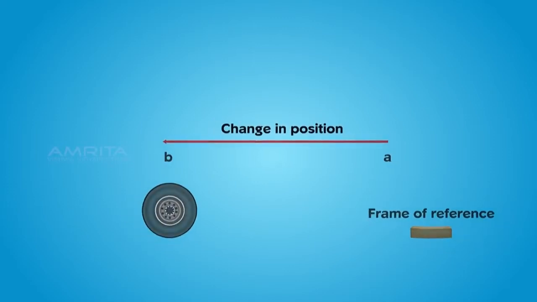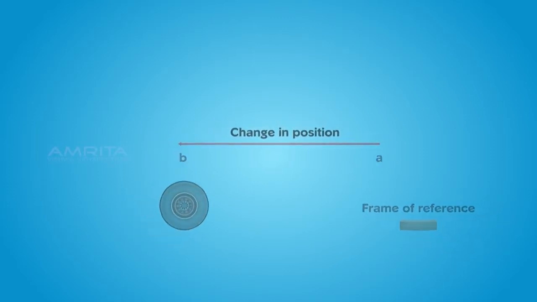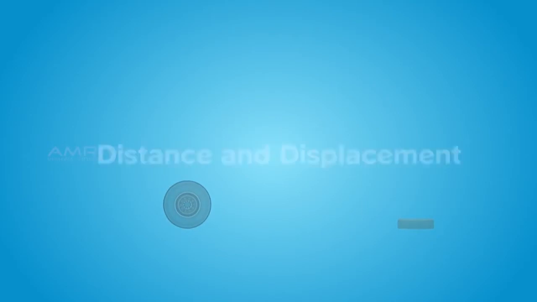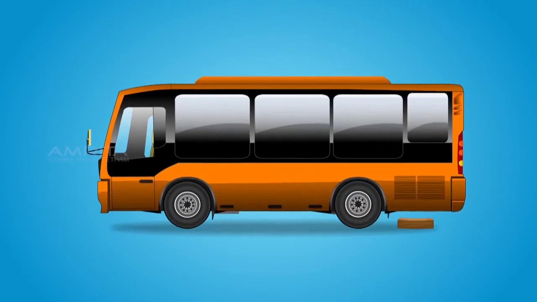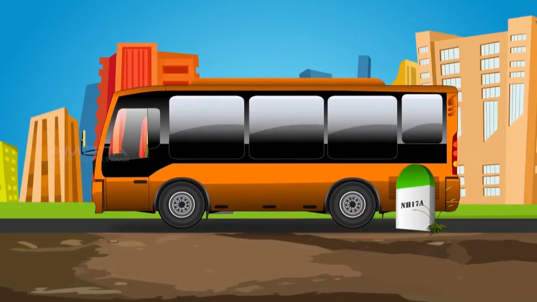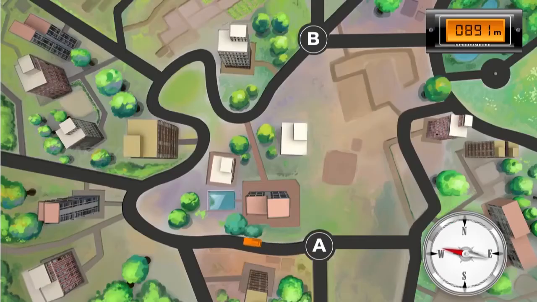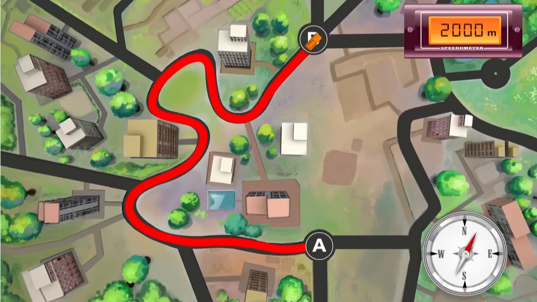So far, we've discussed motion and frame of reference. Let's now understand the meaning of distance and displacement. A bus moves from destination A to destination B. In its course, it changes its direction constantly and reaches destination B. In the process, the bus has covered a distance of 2000 meters.